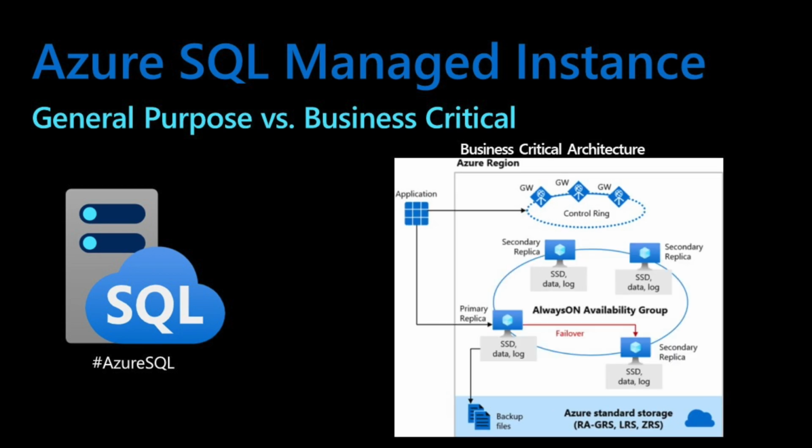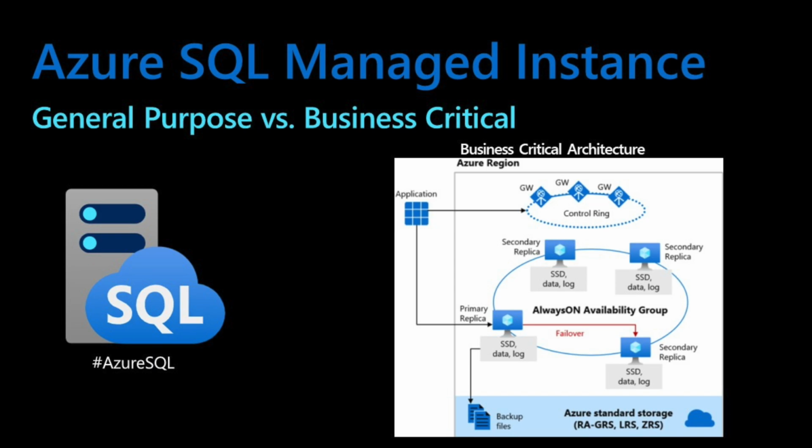So as we take a look at the business critical tier now, we can see that things start to change some. We still have our application that is going to connect out to the gateway control ring, and then from there it's going to connect to the primary replica. But now, as we can see, the 4 nodes that we have are all going to be configured as part of an Always On availability group.